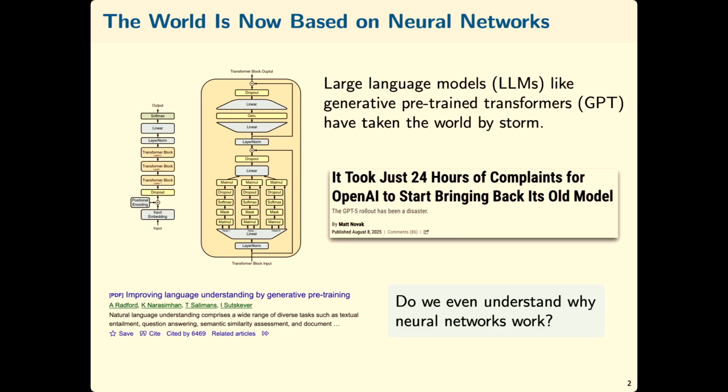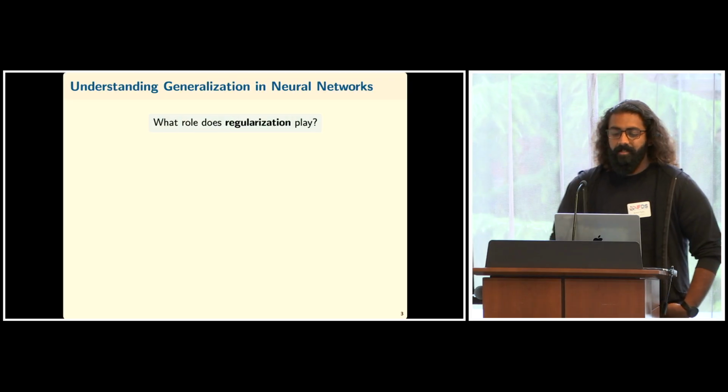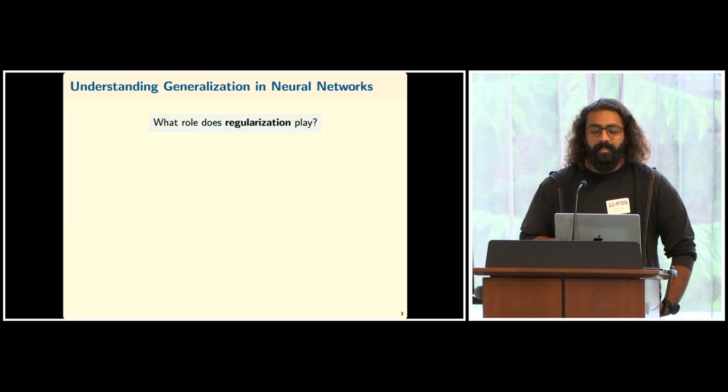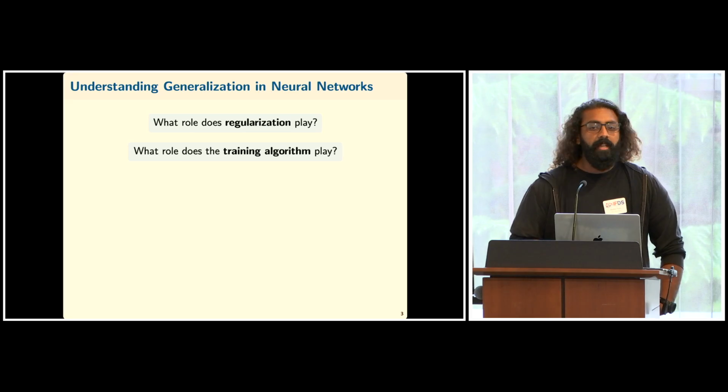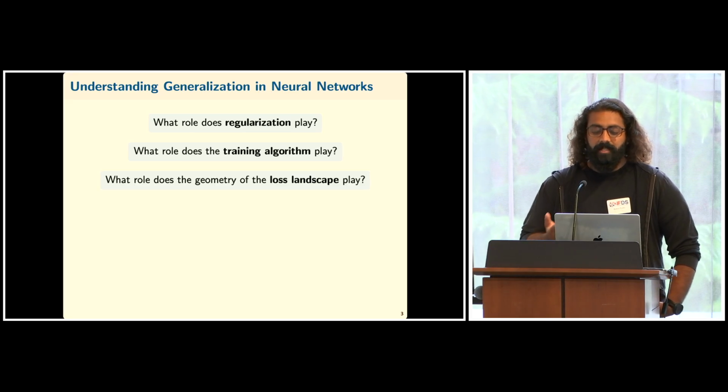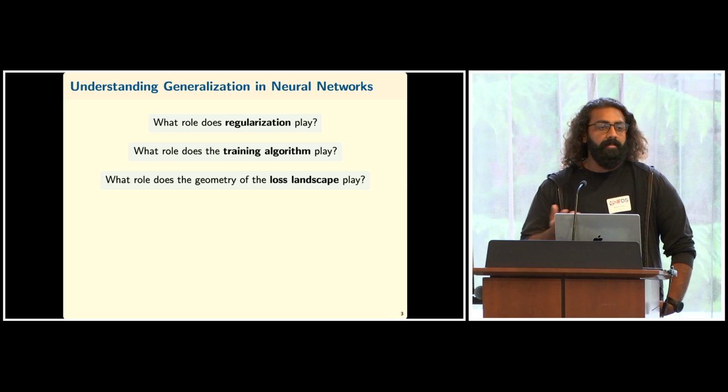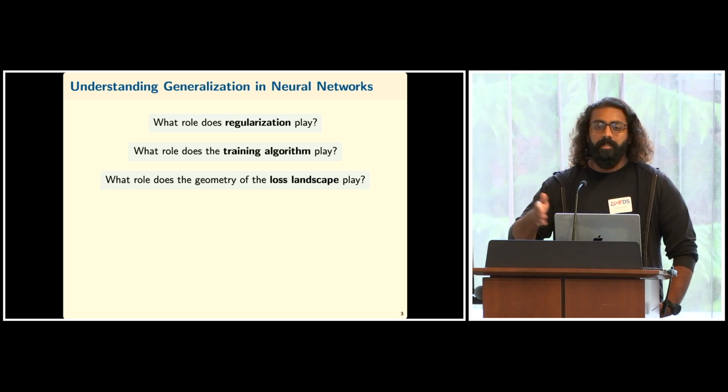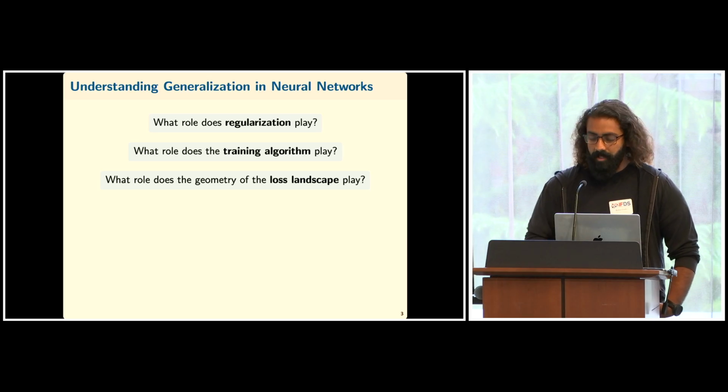So on that note, maybe it's a good question to ask, do we even understand how neural networks work? Today I won't talk about any large language models or large models for that matter, but at least for some simple models like single hidden layer neural networks, we can see some interesting results. One of the principal outstanding problems in neural network research is understanding why neural networks generalize. You can ask a lot of questions that skirt around this issue: what is the role of regularization? What role does the training algorithm actually play? What role does the geometry of the loss landscape play? Because these are very non-convex optimization problems. There's lots of basins, lots of local minima, lots of global minima.